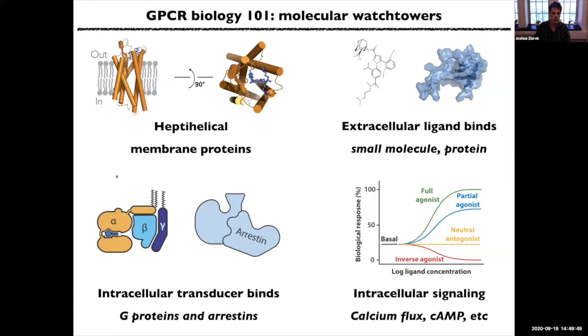These intracellular proteins are known as transducers, either G proteins or arrestin. So this is where the receptors get their name from. And when those transducer proteins bind to the activated receptor, they cause some sort of biological response, which really depends on the ligand that is recognizing them.